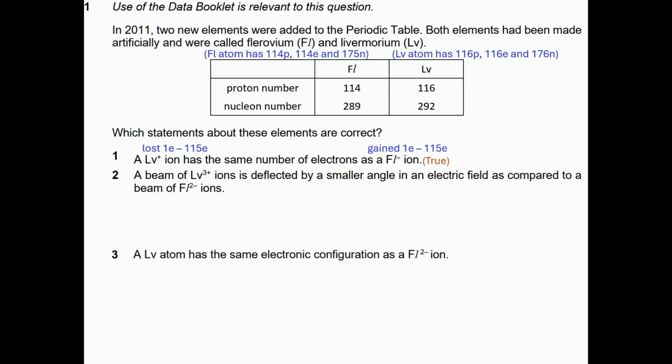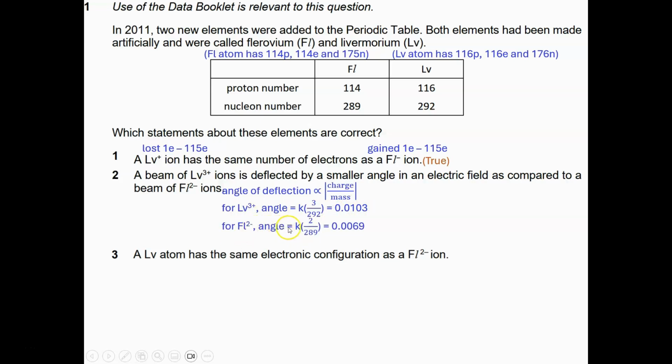Statement 2, deflection of charged particles in electric field. So first thing to remember, the angle of deflection is proportional to the charge over the mass. So for livermorium 3+, the angle will be K multiplied by 3 over 292. You get this value.